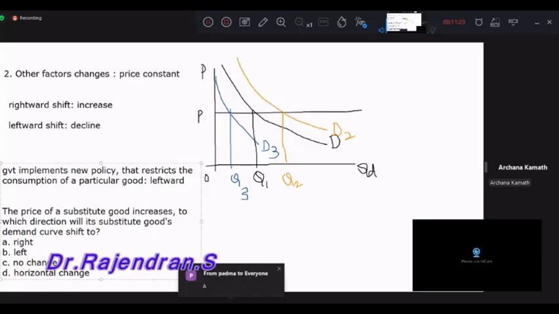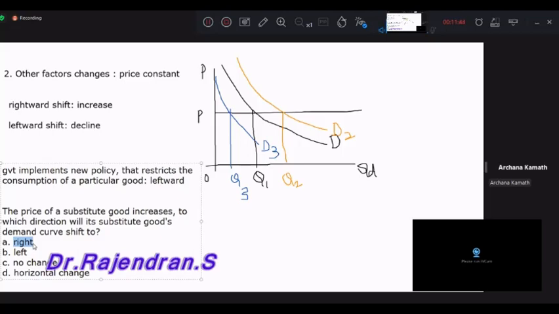When price of a substitute good increases means positive relationship. So to which direction will the price change? The same direction the demand for the commodity will also change. So it's a rightward shift or the upward shift of the demand curve. Okay. So a decline in the substitute goods price will cause the leftward shift of the demand curve.